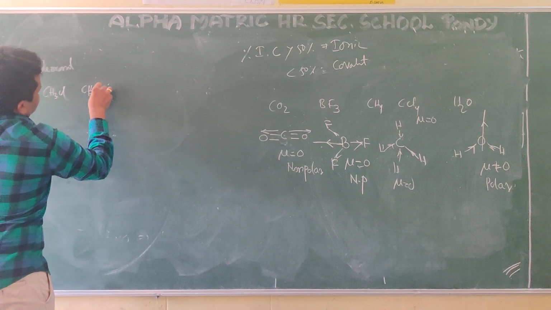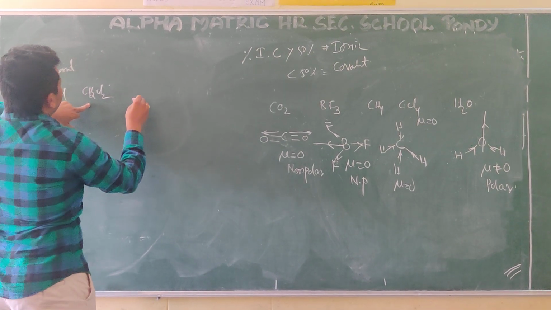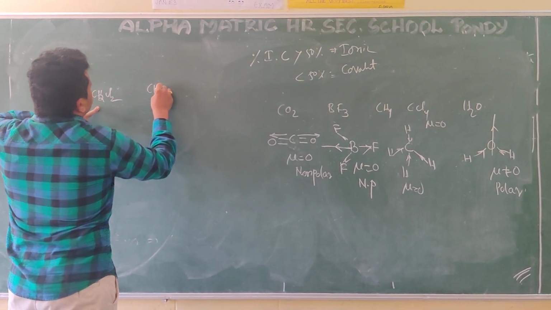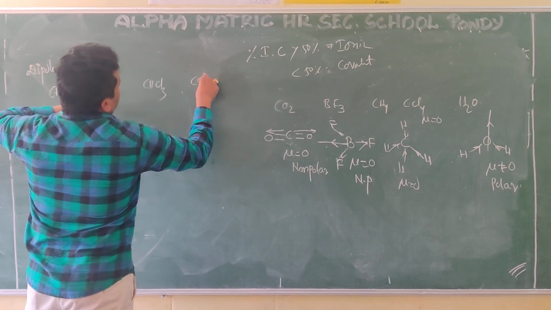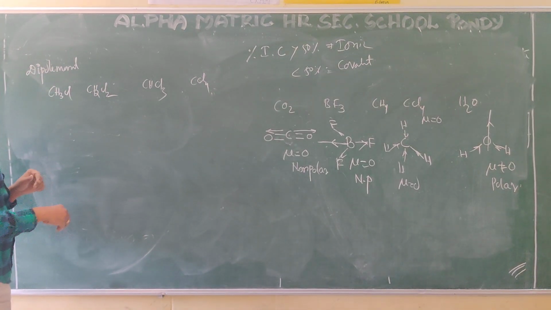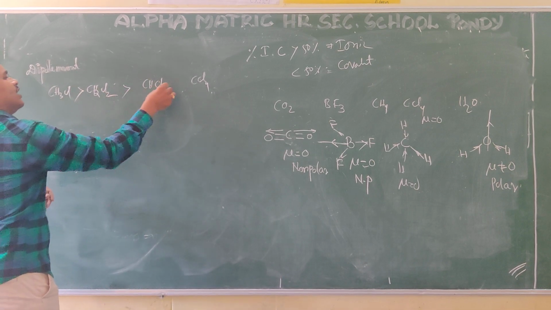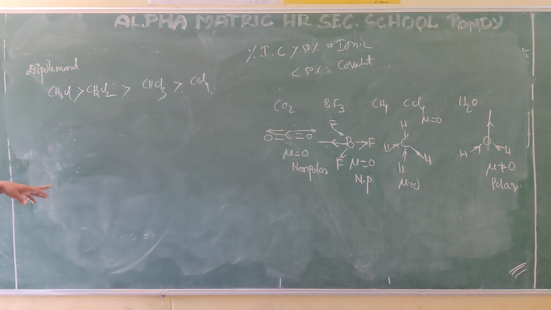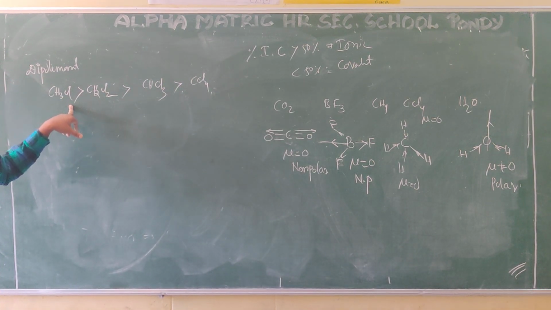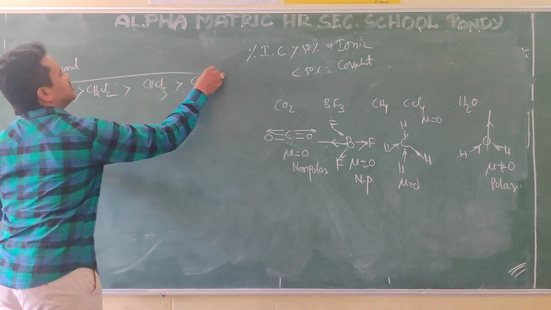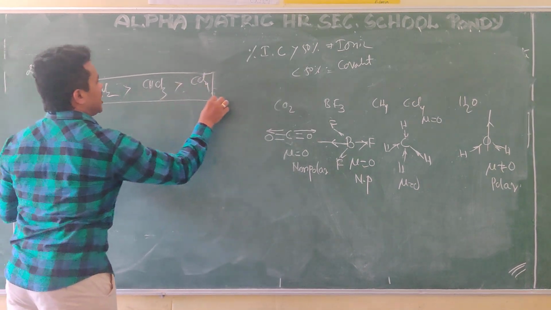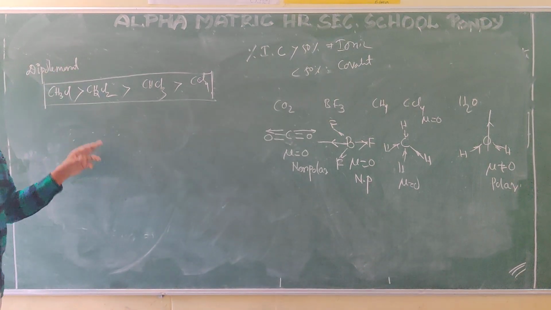CH3Cl, CH2Cl2, CHCl3, CCl4. They ask for the order, that means the order for the chloride derivatives of methane. It is coming in many examinations. It is based on the structure. I am not writing the structure here. Remember this one, it is an order.